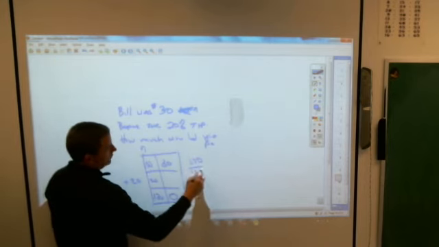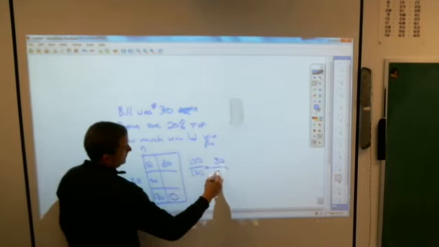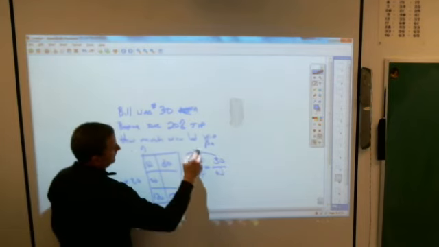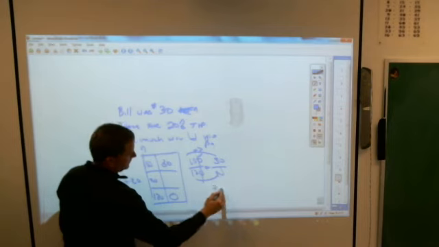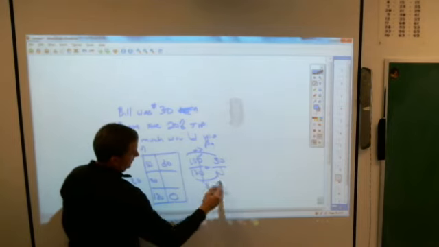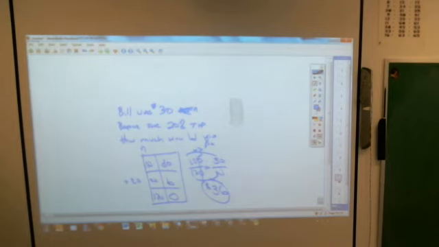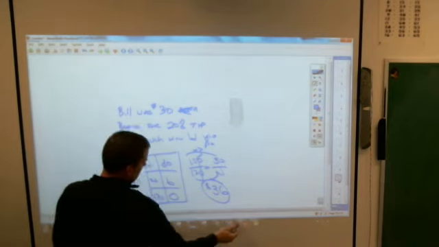100 over 120 equals 30 over what number? Cross that out. 10 times what is 30? 3. So 12 times 3 is? You paid $6 in tax for a $36 bill. That's not so bad, is it?